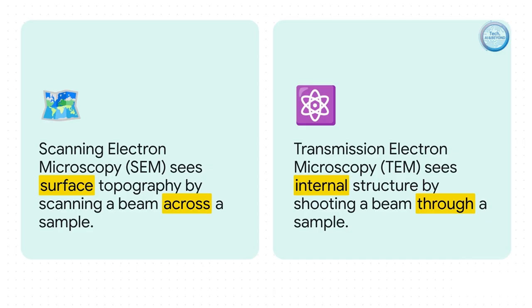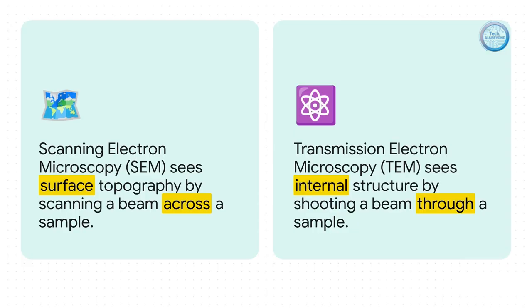For TEM to work, your sample has to be so thin that electrons can actually get through it. We're talking under 100 nanometers thick, which is a major challenge all on its own. Wow, that sounds incredibly hard to prepare. But if you can get the sample that thin, what can a TEM show you that an SEM just can't? The reward for that hard work is huge. TEM gives you information you can't get any other way.